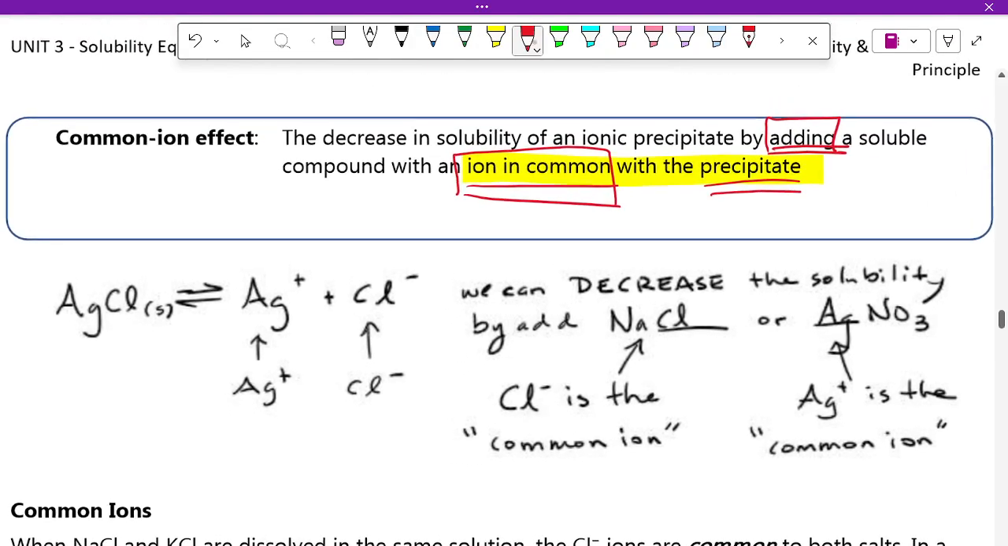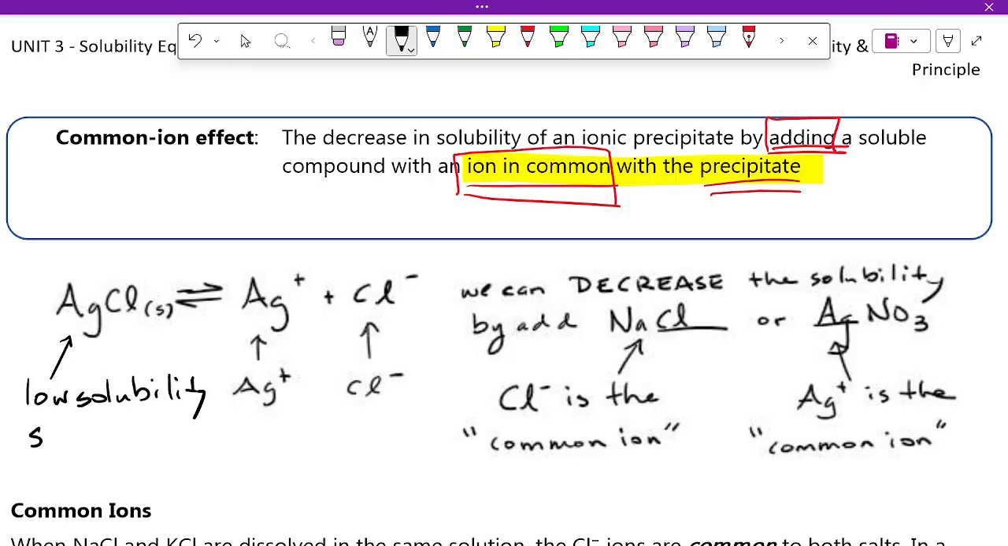So if our low solubility substance is AgCl, it has two ions. It's got Ag plus and it has Cl minus. You can add NaCl because Na has Cl minus in common with AgCl. NaCl has Cl in common with AgCl.